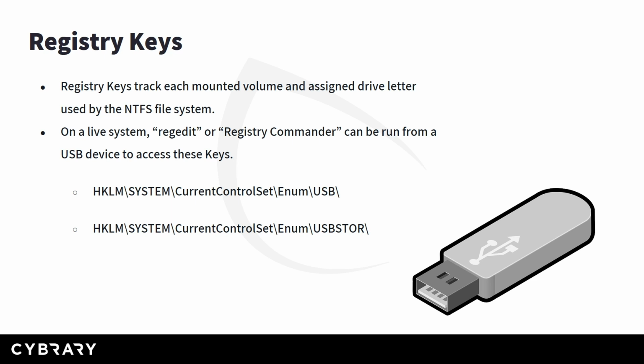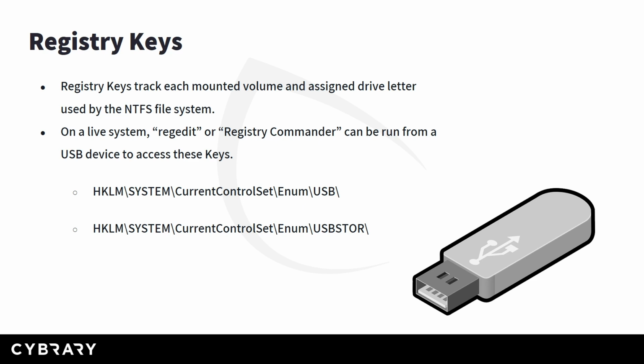On a live system, regedit or Registry Commander can be run from a USB device to access these keys. Please note that inserting this USB device will also make changes to the registry. The keys can be exported directly from a live system and saved as readable text files. The subkeys are the serial numbers of devices that have been attached to the system. Each of the subkeys will record the most recent time a USB device was attached and will also provide the date and time that the device was originally attached to the system.